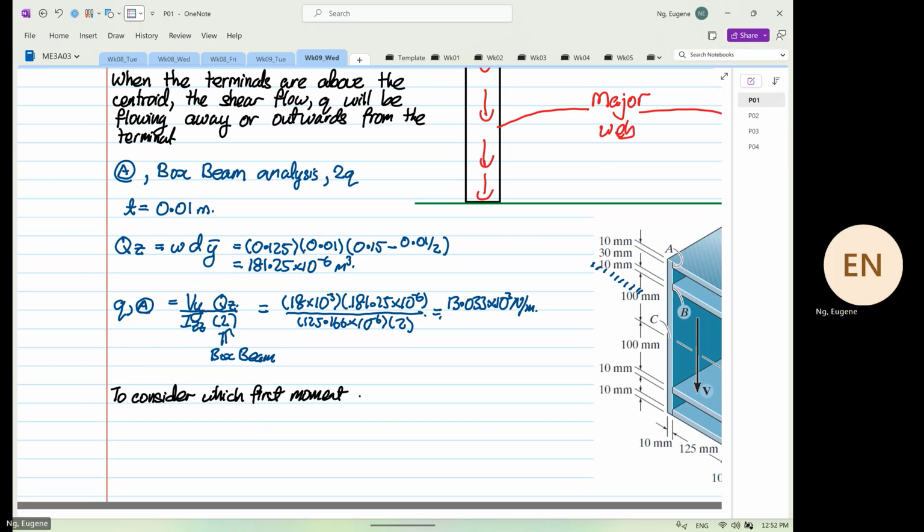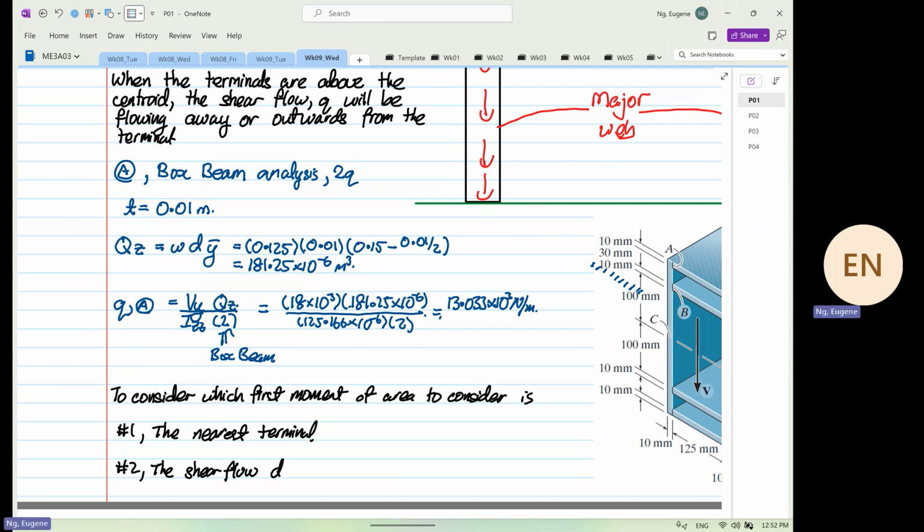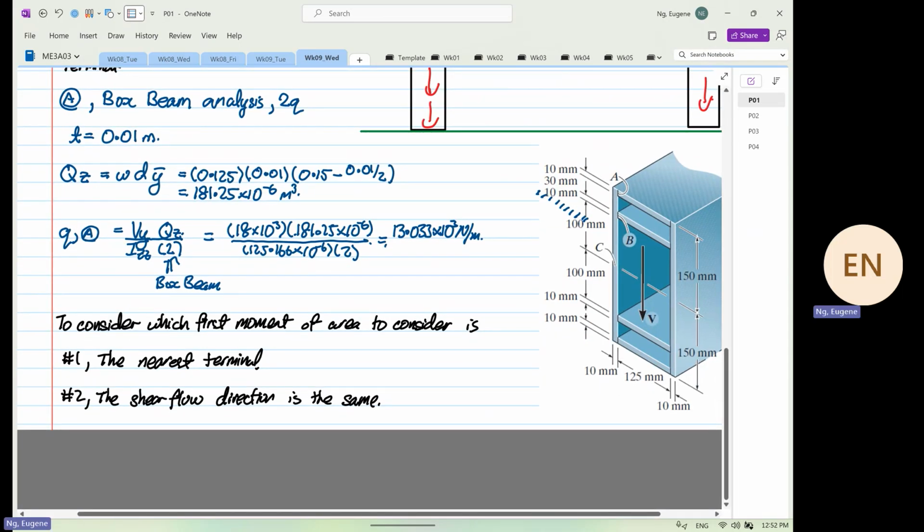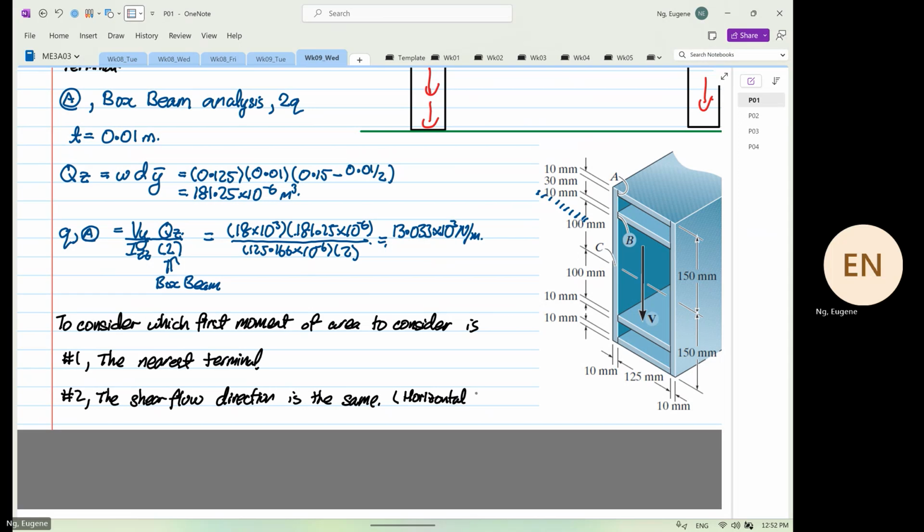The first moment of area to consider is number one, the nearest terminal. Number two, the shear flow direction is the same. When I say the same, it has to be the same, either going to be horizontal Q or vertical Q. Are we clear?